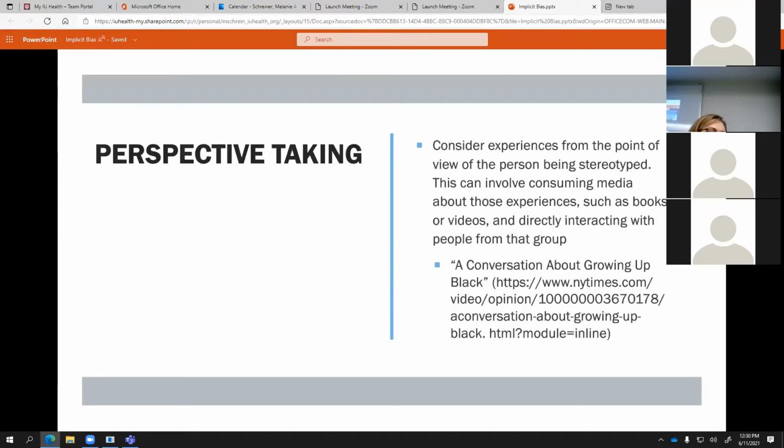Perspective taking, considering experiences from the point of view of others. I think that really this is just talking about actively practicing empathy, making sure that you're looking at media and reflecting on that critically, and understanding really what that media is portraying, both positively and negatively about someone. And the New York Times also had a great article on this, and we will make sure that we give you guys these slides too so that you can access these links and such.